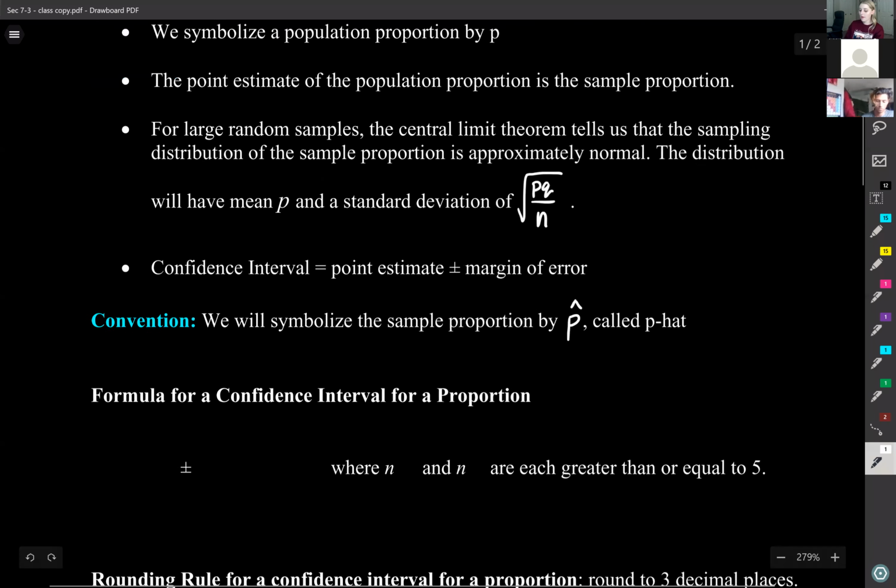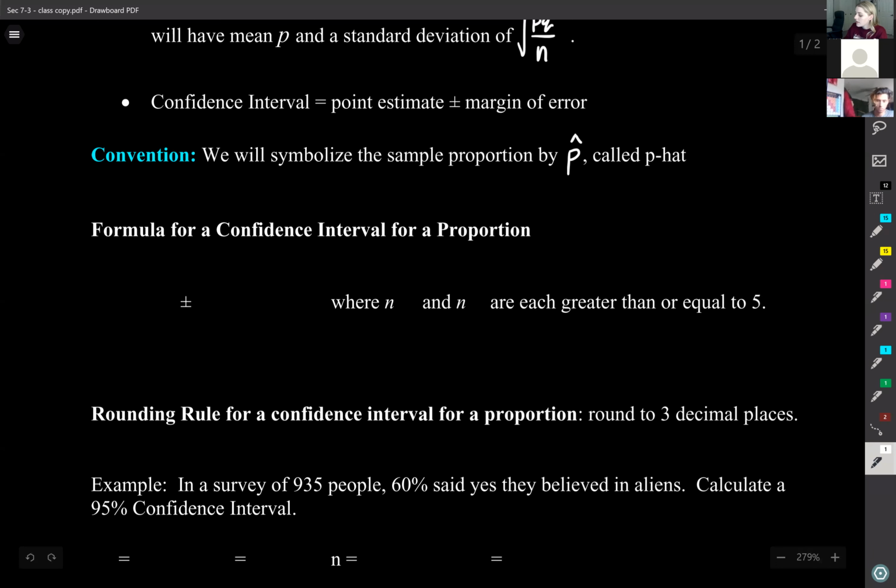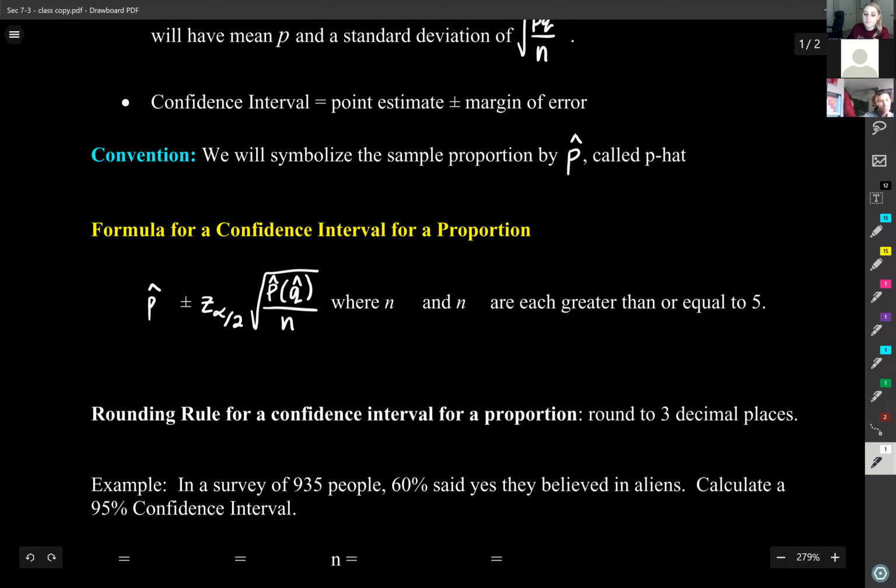All right, so now we have a formula, surprise, surprise. Here's our formula for a confidence interval for a proportion. It is p hat plus or minus z sub alpha over 2 times the square root of p hat times q hat, which I will introduce, over n, where np and nq are greater than or equal to 5.